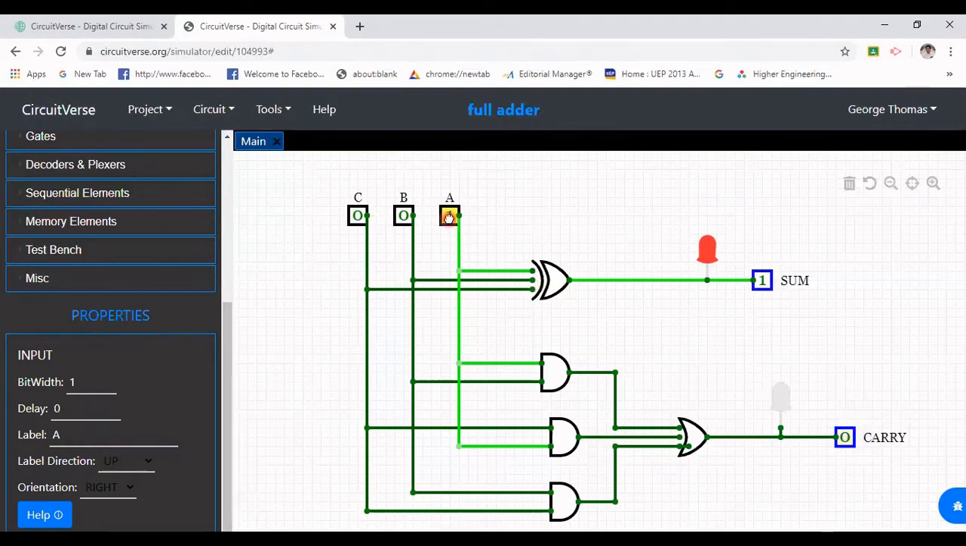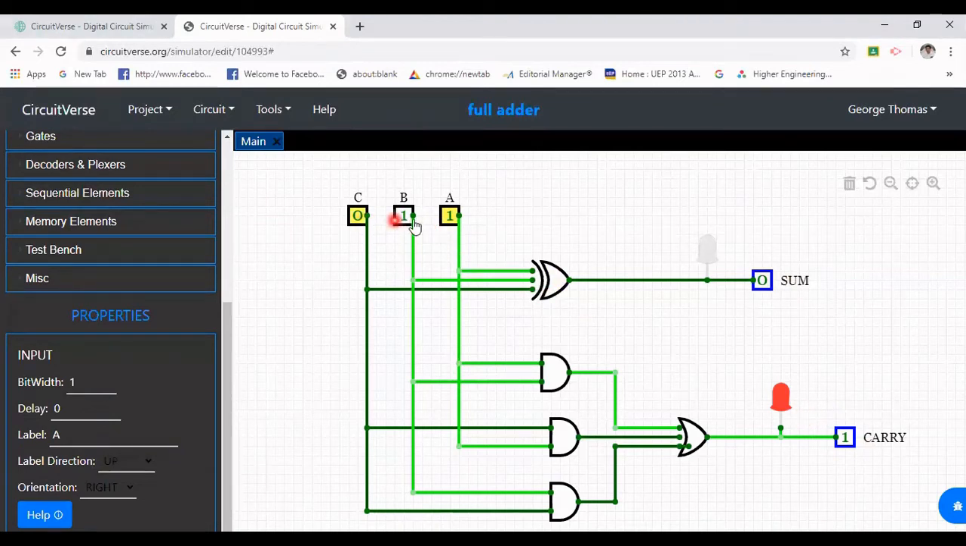Next case, A is 1, so 1 plus 0 plus 0 is 1, sum is 1, carry is 0. Next case, 0 1 0: 0 plus 1 plus 0 is 1, sum is 1, carry is 0. Next is 1 1 0: 1 plus 1 is 10. Therefore, sum is 0 and carry is 1.